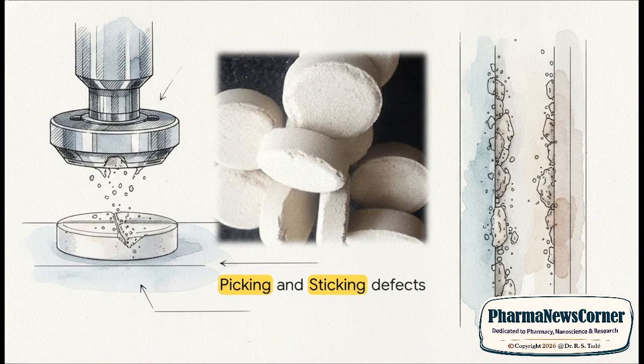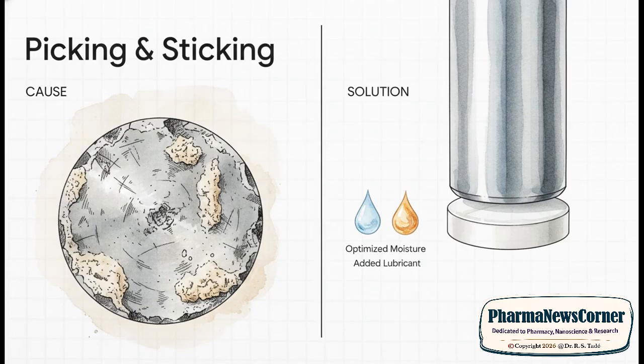Okay, let's look at another mechanical nightmare. Notice those compromised pitted surfaces? We call this picking and sticking. Picking refers specifically to material actually sticking to the punch faces, physically tearing away a little piece of the tablet surface. Sticking is when those granules adhere straight to the die wall itself. The autopsy on picking and sticking usually reveals a failure to balance moisture and friction. The primary culprits here: low moisture content in your granules, inadequate lubrication, or honestly, sometimes just rough, worn-out punch surfaces.